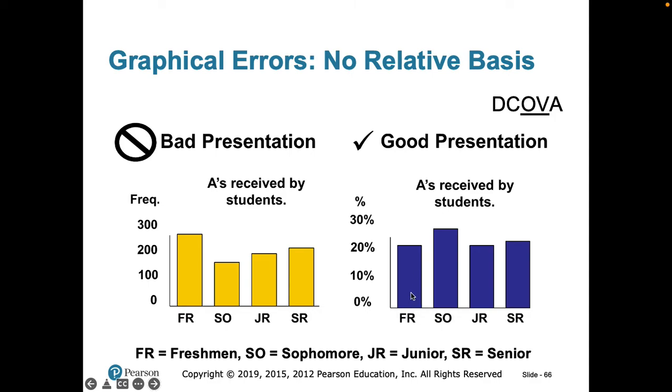So the percentage of freshmen is about 20%. Well, here you can say, yeah, most of the people receiving A's are freshmen because there are so many more freshmen than seniors, right? But when you put it into percentages, that'll give you a basis for comparing those data.